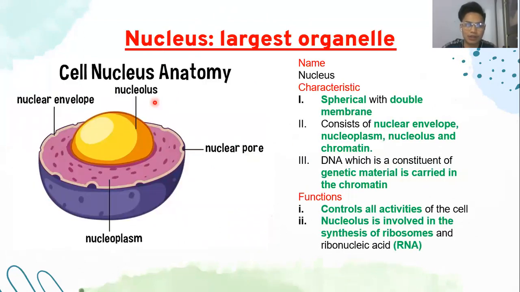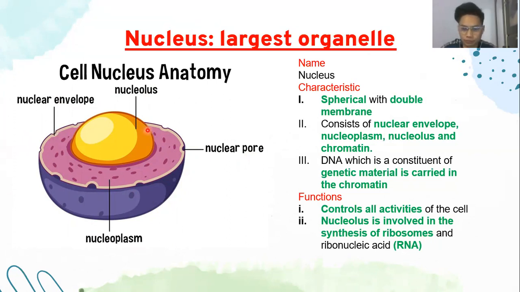The first is the nucleus. You can see here the image of the nucleus. The characteristic is spherical with a double membrane. It consists of the nuclear envelope, which is the bigger one, the nucleoplasm, the nucleolus in the middle, and the chromatin. And this is the nuclear pore. As you can see here, we have pores around the nuclear envelope.